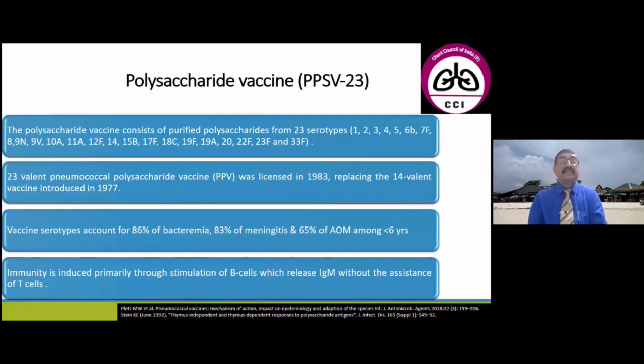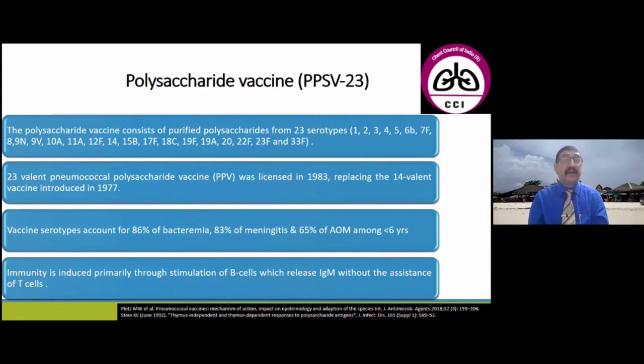So coming to the vaccine, there are two types of vaccines which are commonly being used. One is a polysaccharide vaccine, the other one is a conjugate vaccine. The polysaccharide vaccine is called PPSV23. It has 23 serotypes. These are very difficult to remember, but it has wide serotype coverage. It is 23 serotypes and it is not protein bound.